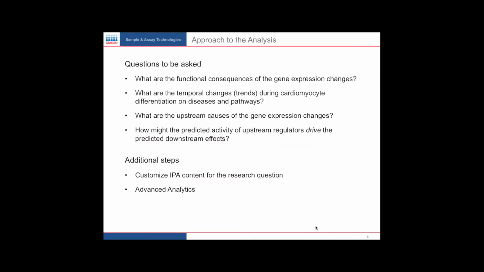And so we can ask things about what are the consequences of the gene expression changes, what happens trending over time, what's happening upstream, what's going on downstream, how do these connect? And I'm going to walk through each of these types of questions that we can ask. You can also go on further and customize IPA content for that research question and do more advanced analytics as well. And I'm going to cover those at the end.